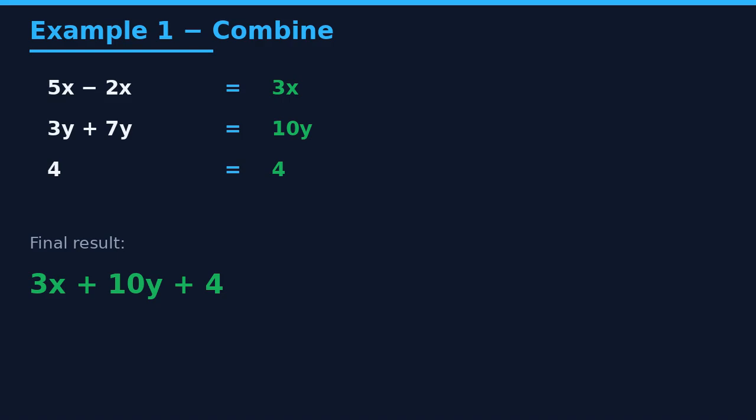Now combine. 5x minus 2x equals 3x. 3y plus 7y equals 10y. 4 remains 4. The final result is 3x plus 10y plus 4.